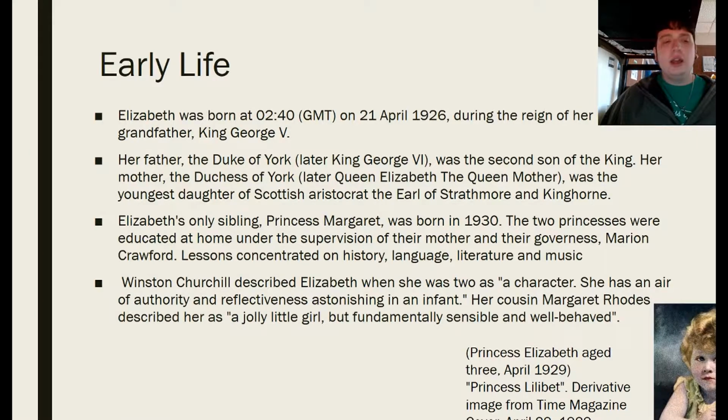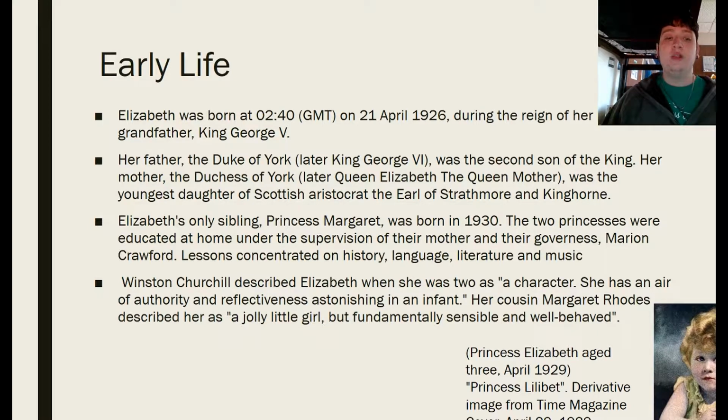Early life. Elizabeth was born at 2:40 in the morning, British time, on the 21st of April, 1926, during the reign of her paternal grandfather, King George V. Her father, the Duke of York, who later became King George VI, was the second son of the king. Her mother, the Duchess of York, later Queen Elizabeth the Queen Mother, was the youngest daughter of the Scottish aristocrat, the Earl of Strathmore and Kinghorn. Elizabeth's only sibling was Princess Margaret, who was born in 1930.